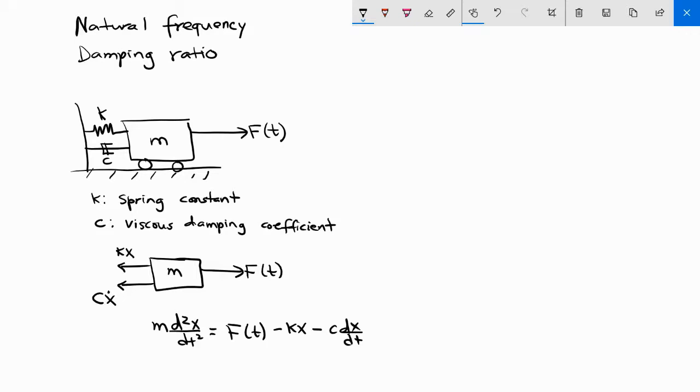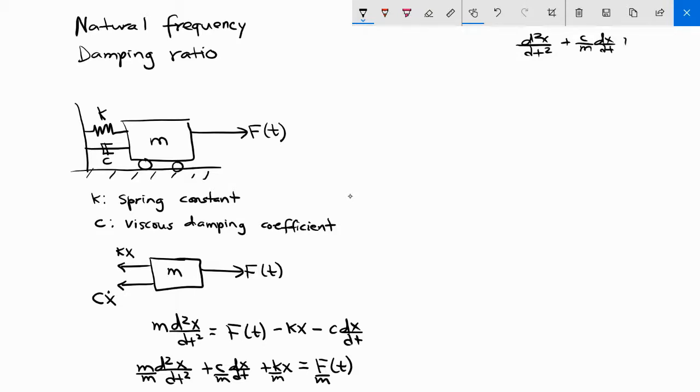This can be rearranged and written as m times the second derivative of x with respect to time, which is acceleration. So this is mass times acceleration plus c dx/dt plus kx equals F(t). Now I will divide all the terms by m, and this equation can be written as the second derivative of x with respect to time plus c over m dx/dt plus k over m x equals 1 over m F(t).